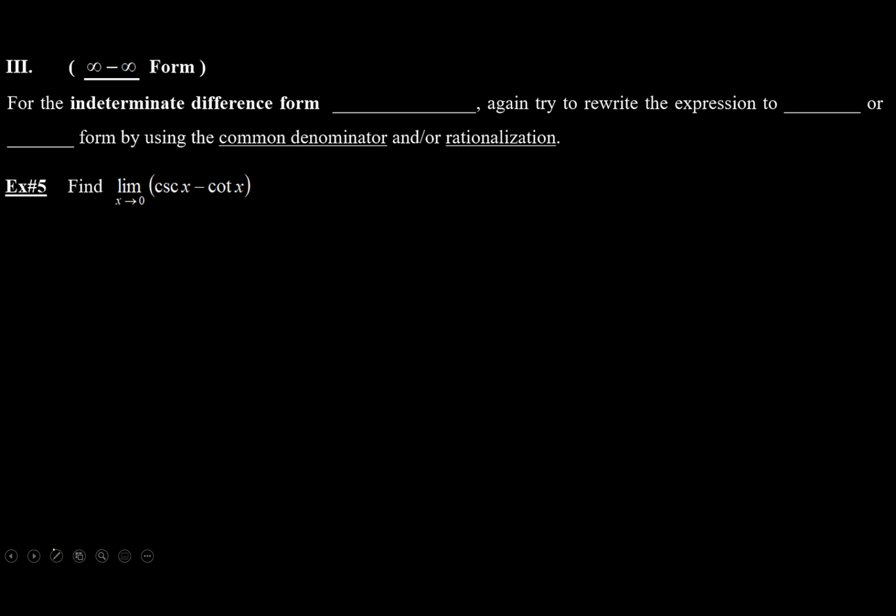Okay, for the indeterminate form of differences, we're going to have infinity minus infinity. We're again going to try to rewrite the expression as 0 over 0 or infinity over infinity by using a common denominator and/or rationalization. So if I look at this problem here, I'm going to have infinity minus infinity, and that doesn't work. So we need to rewrite it. Now, if I'm going to try to get an LCD, the best way for me to get an LCD is to write everything, especially since I've got trig functions here, in terms of sine or cosine.